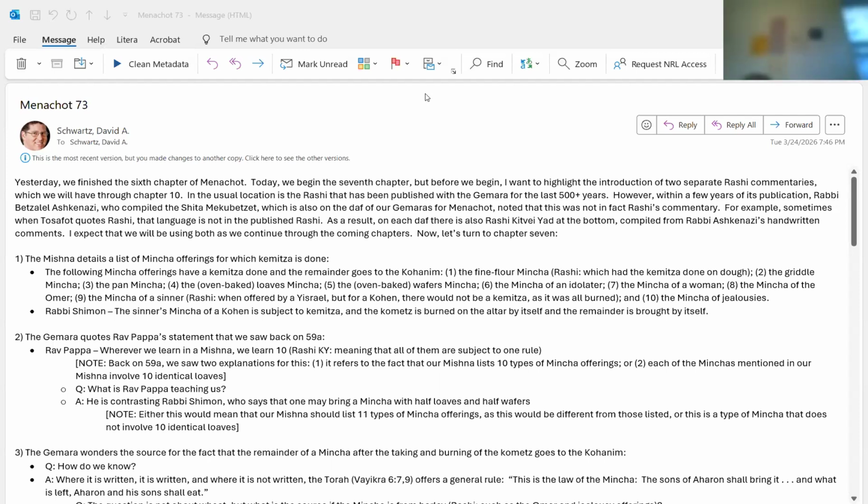So the editor was 500 years ago, or was it someone more recent? It's less than 500 years ago. Rabbi Ashkenazi died in the 1590s. So it would be, I mean, 400 years. Well, again, the question is when was the Vilna Shas.